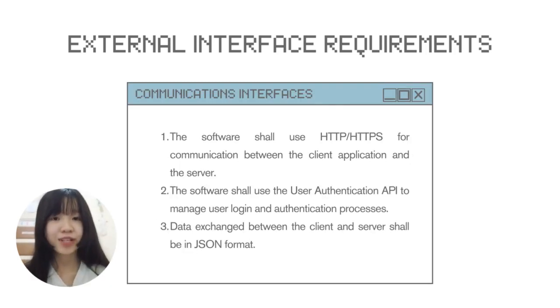The last is the communication interfaces. First, the software shall use HTTP or HTTPS for communication between the client application and the server. Second, the software shall use the user authentication API to manage user login and authentication processes. Third, data exchange between the client and server shall be in JSON format.